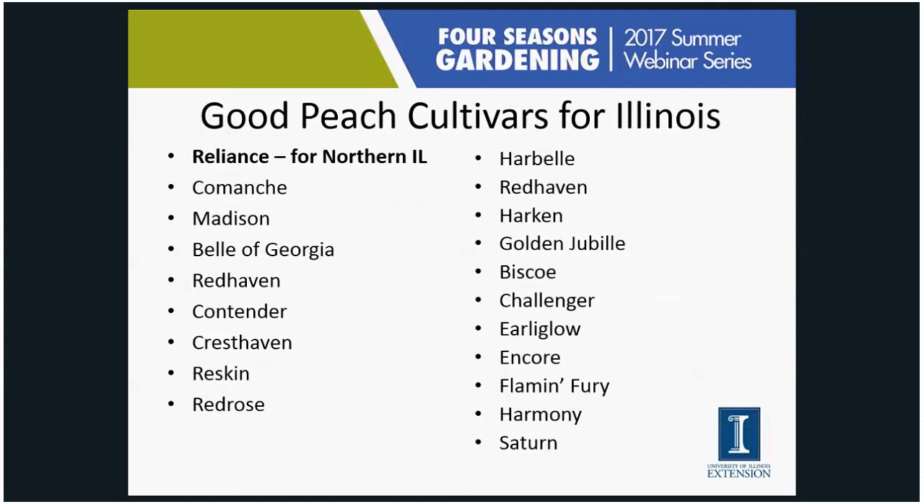Some good peach cultivars for Illinois: Reliance for northern Illinois. Peaches tend to grow generally south of I-70, and some on the western part of the state, Jersey and Calhoun counties. Calhoun County is very well noted for its peaches. But once you get up above I-70, especially in that hardiness zone where it differentiates around the Springfield area, you're going to lose the ability to grow peaches.